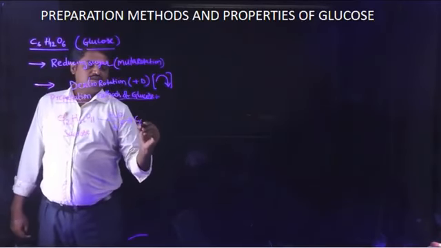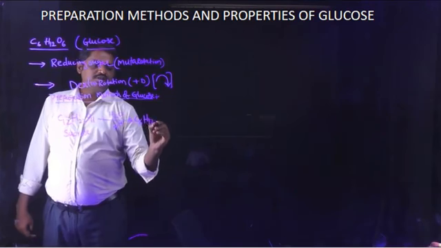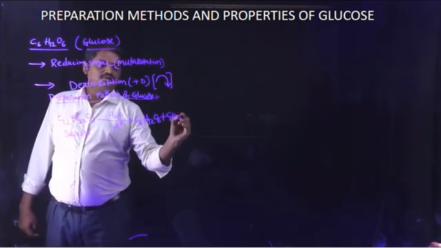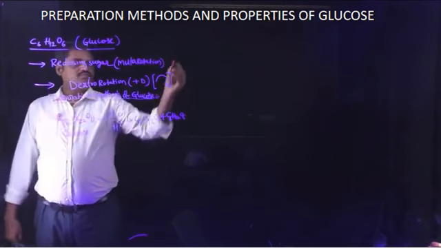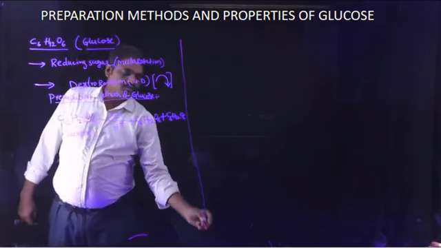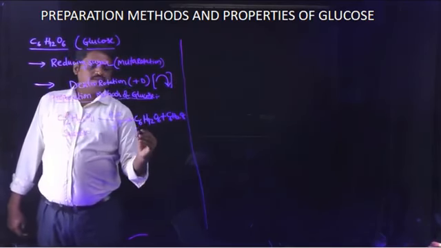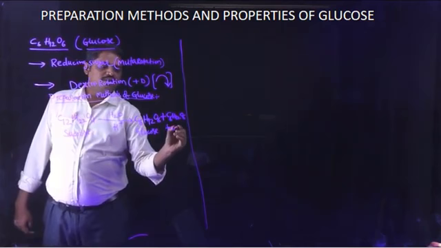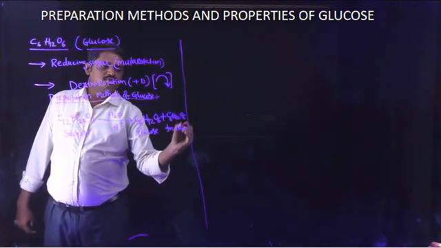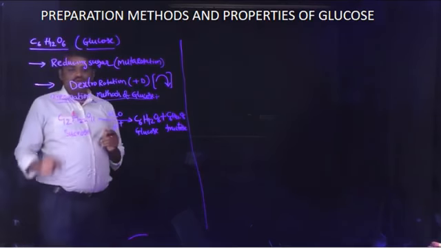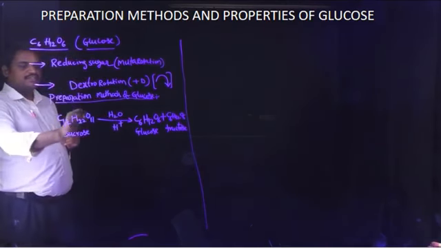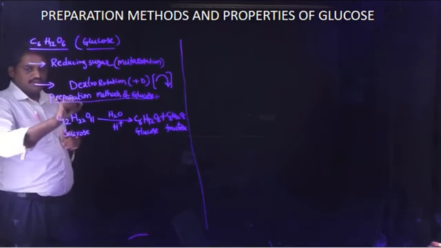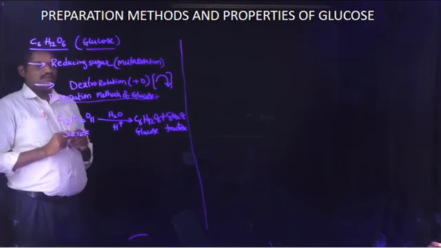Those units are C6H12O6 plus C6H12O6. So this is the chemical formula for glucose, and this is the chemical formula for fructose. Sucrose reacts with water in the presence of an acidic medium. It is dissociated into two units. One unit is glucose and another unit is fructose.